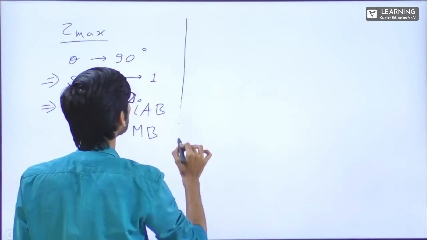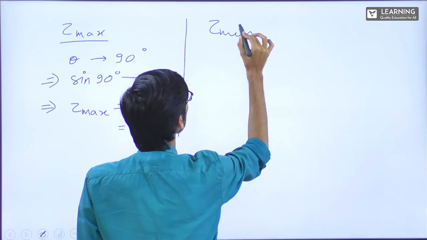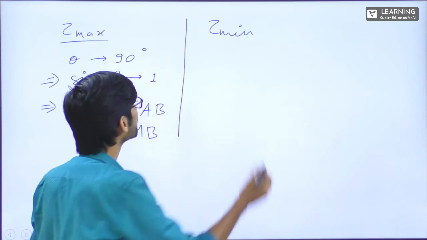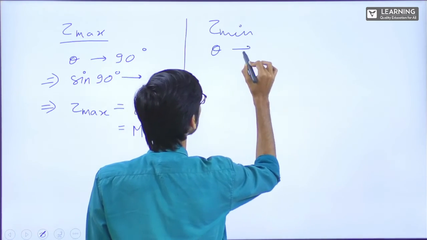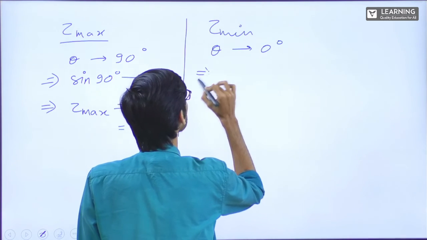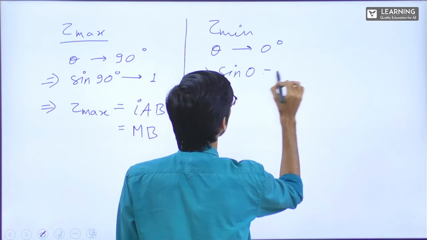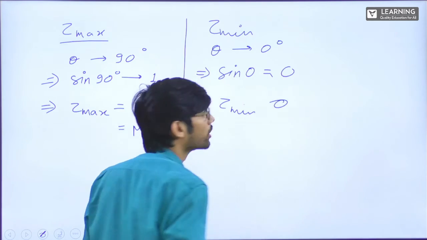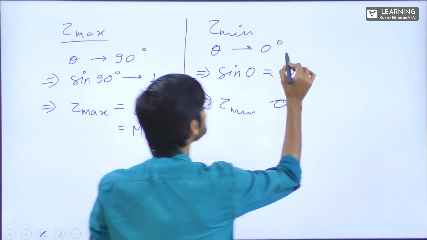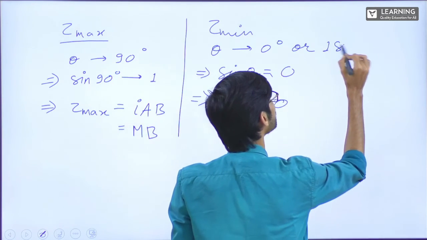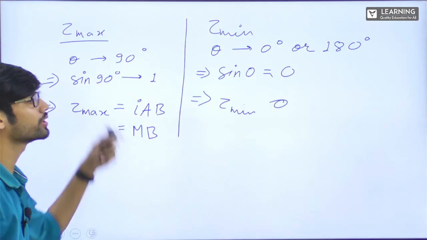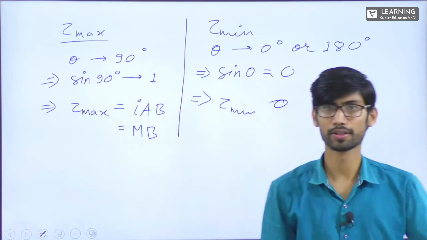For torque minimum, minimum torque is 0, right? So theta should be 0 degrees. So sin 0 will be 0. So torque minimum is 0. Torque minimum will come when theta is 0 degrees or 180 degrees, and maximum torque will come when theta is 90 degrees, perpendicular.